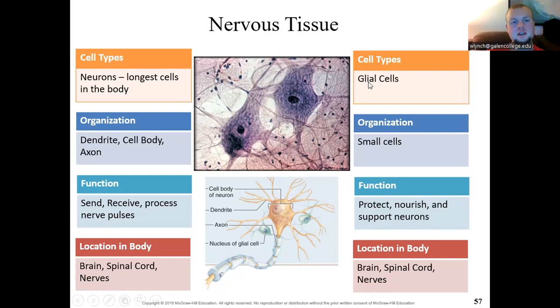For glial cells, these are going to be much smaller and much more numerous than neurons. They are there for the protection and support of neurons. For both of these cells, neurons and neuroglial cells, we will find them all over the place where there is neural innervation. The central nervous system and the brain and the spinal cord, and the peripheral nervous system all the way to the edges of the skin with those nerve endings.